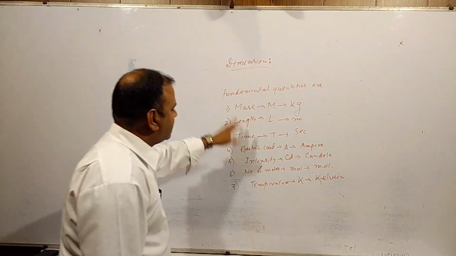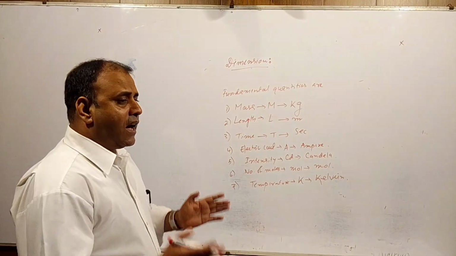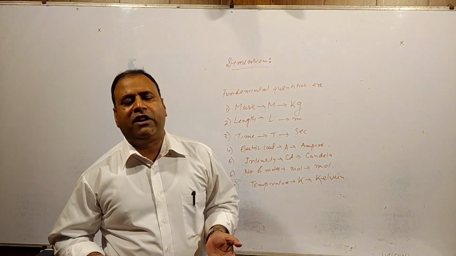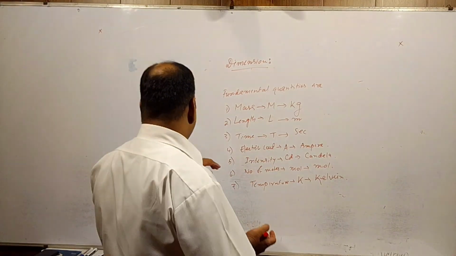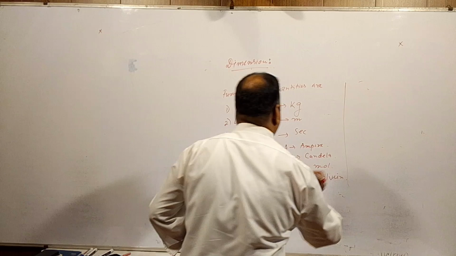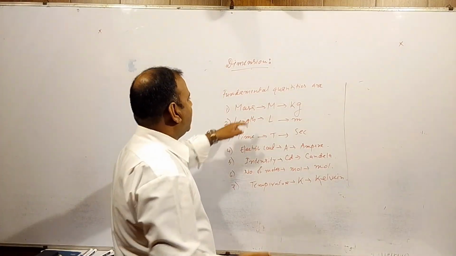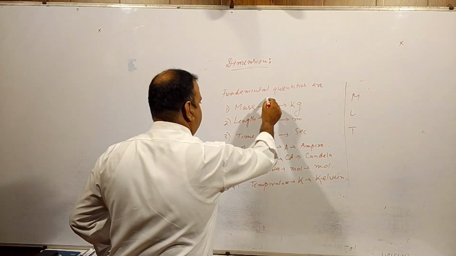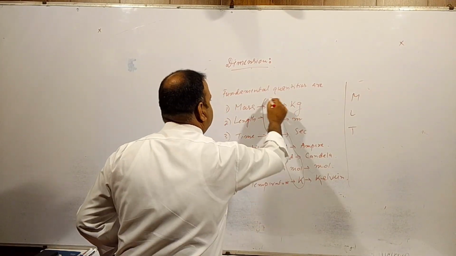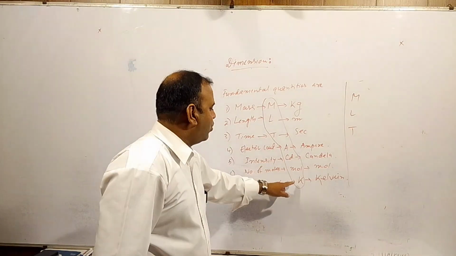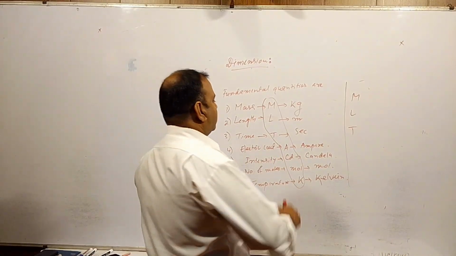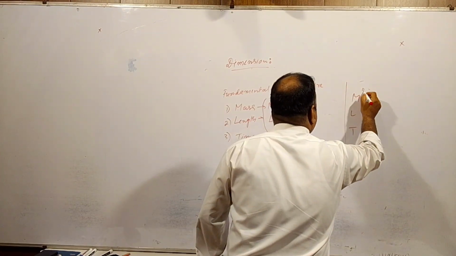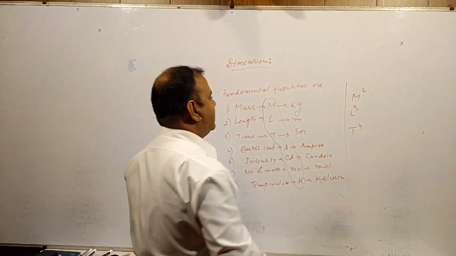Now using these we are going to find the dimension. I told you that dimension is the power of fundamental quantities. What are the fundamental quantities? Mass, length, time, ampere, candela, mole, and Kelvin. These are the fundamental quantities, and dimension means the power of fundamental quantities. Suppose it is 2, 3, 4, anything, this is the dimension.